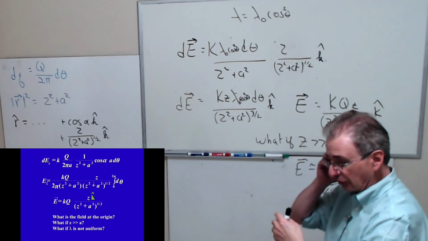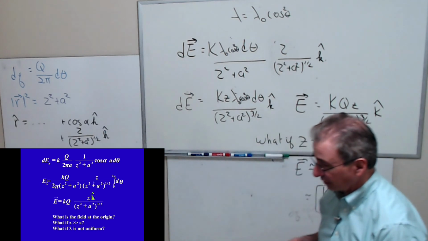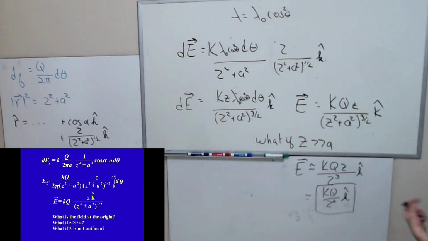So when you get these, you should look at what the field looks like far away, because far away should look like a point charge. And you should get the field of a point charge. Okay? So go over this one.